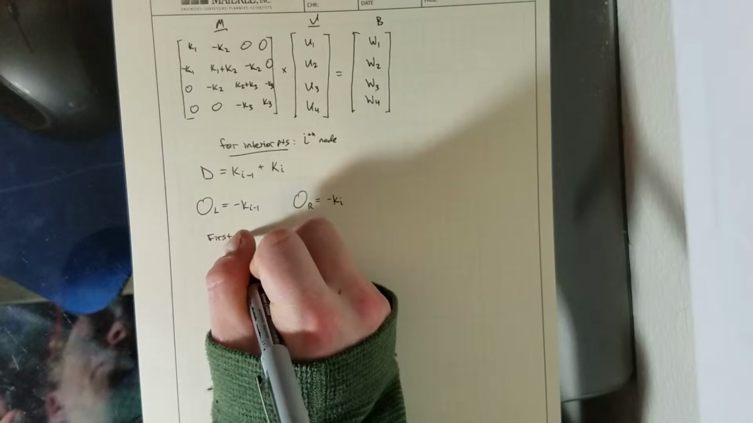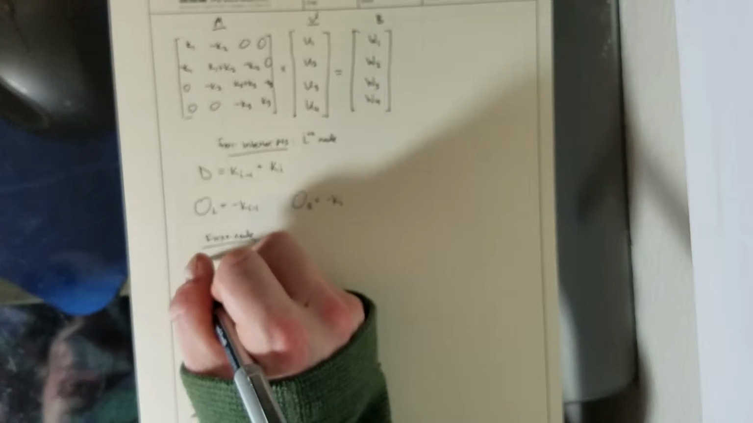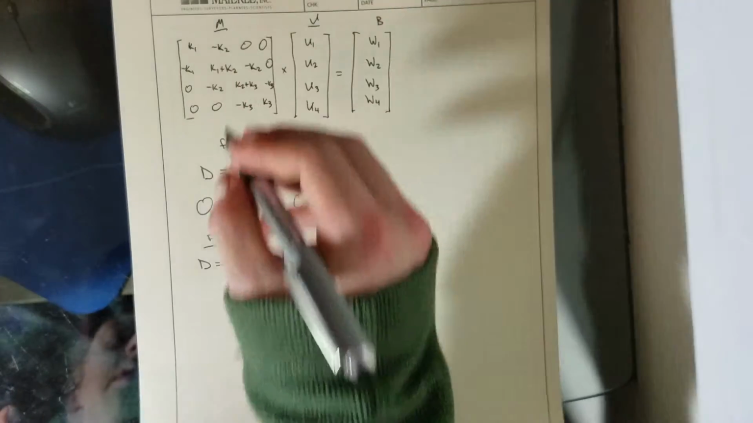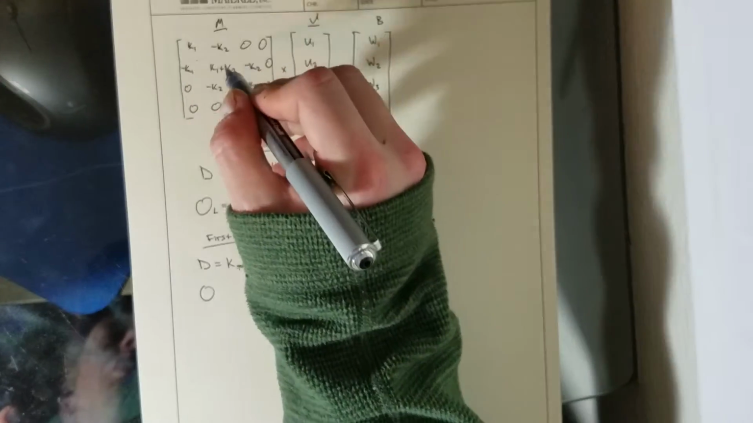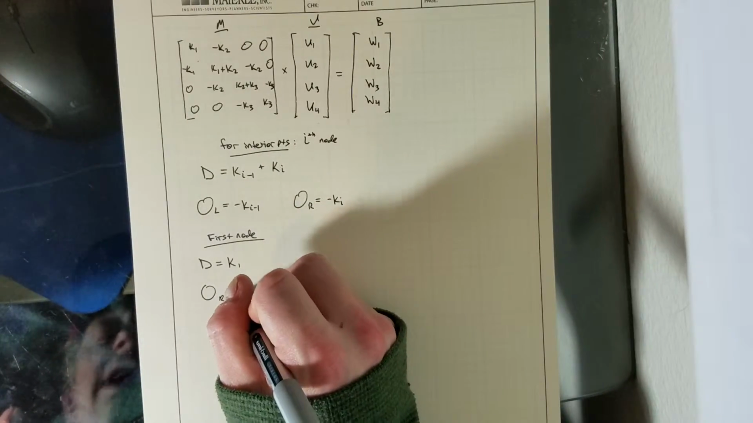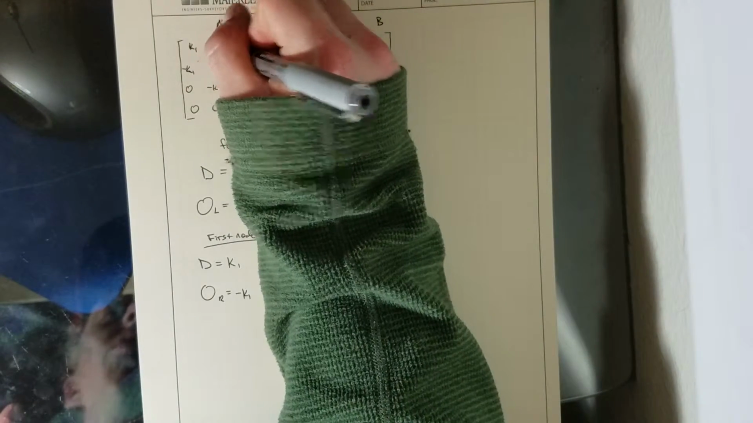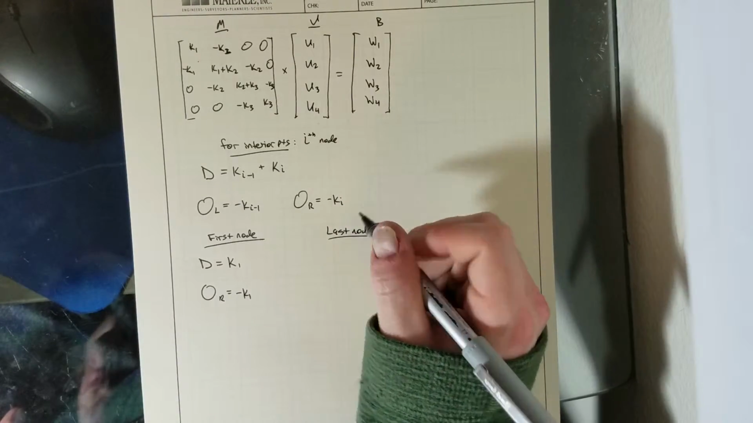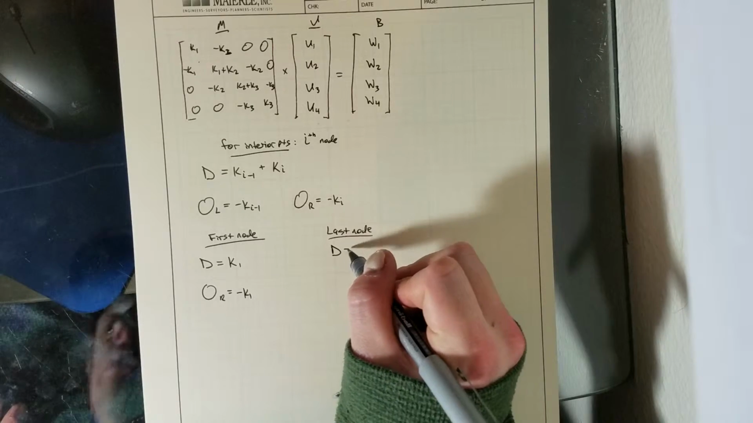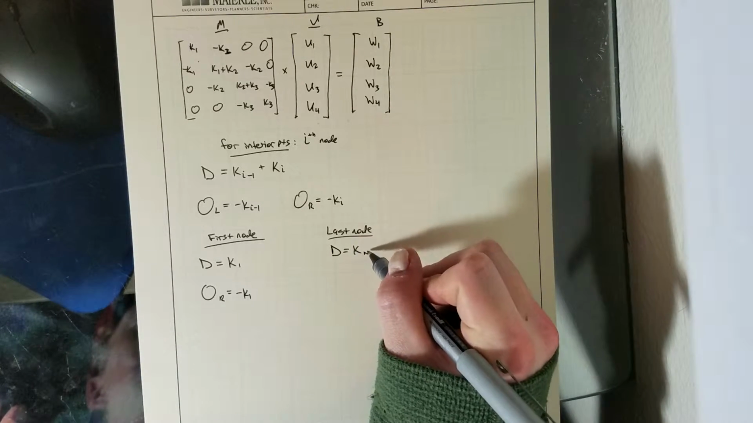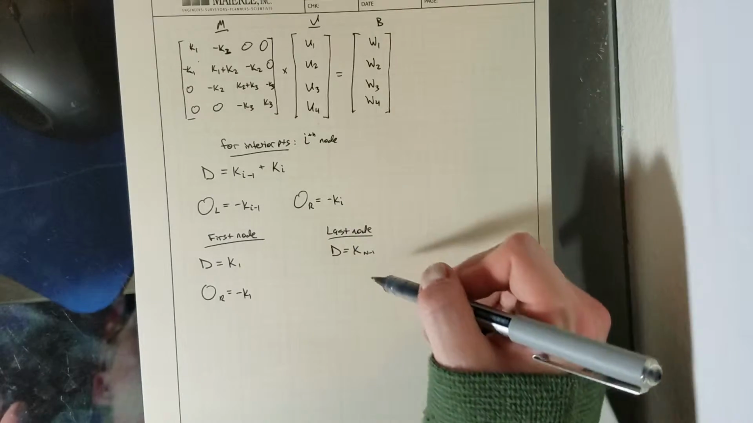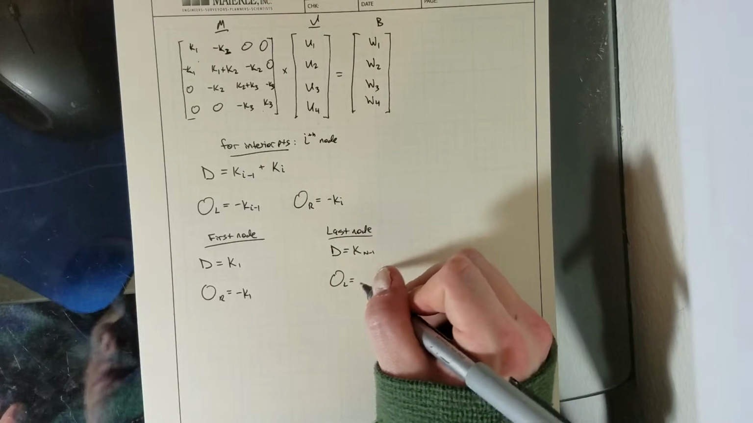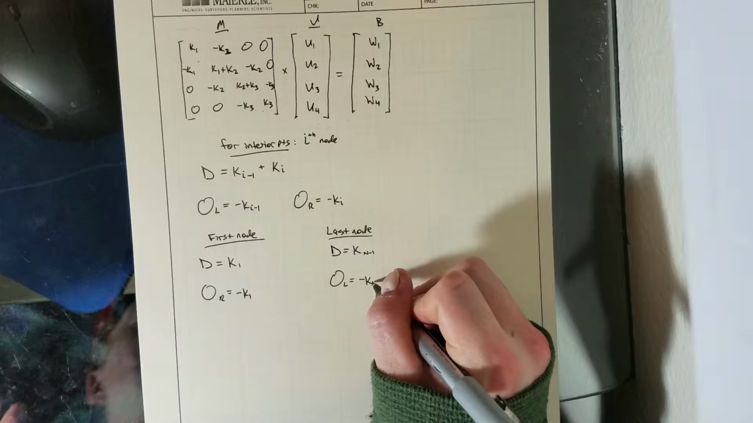At the first node, the K value on the diagonal is equal to K1. And then off the diagonal to the right, it's equal to a negative K1. And then at the last node, we have that on the diagonal is equal to the last element. And off the diagonal to the left, it is equal to a negative of the last element.